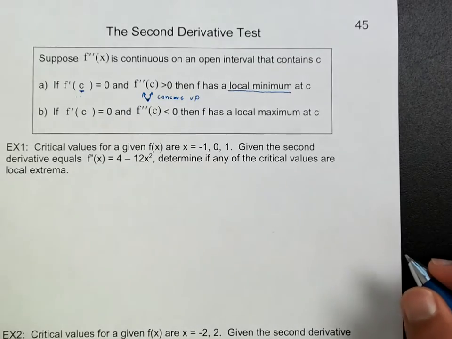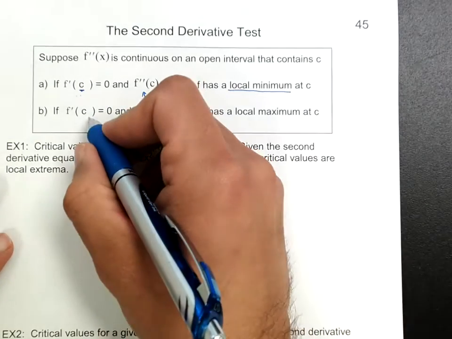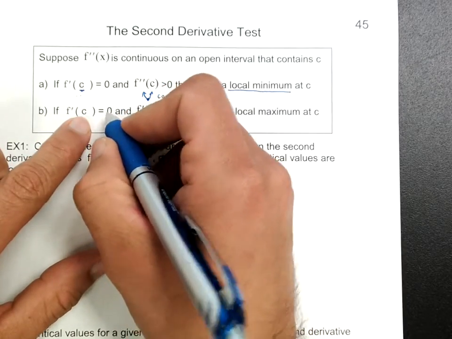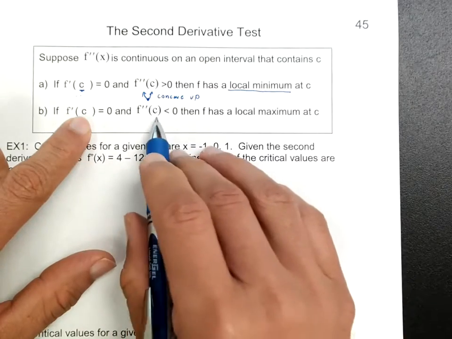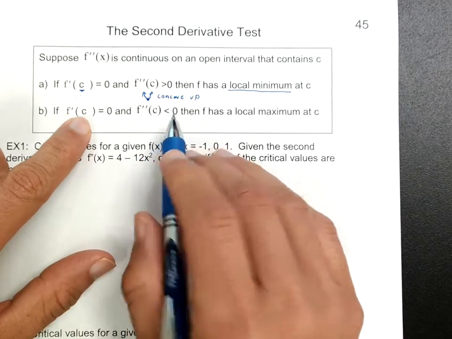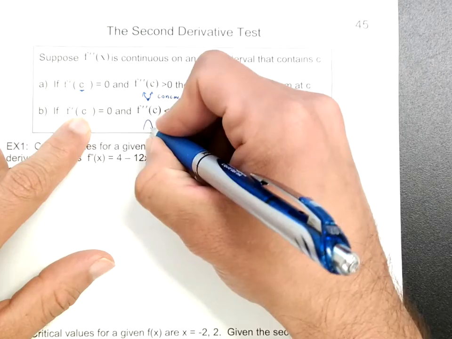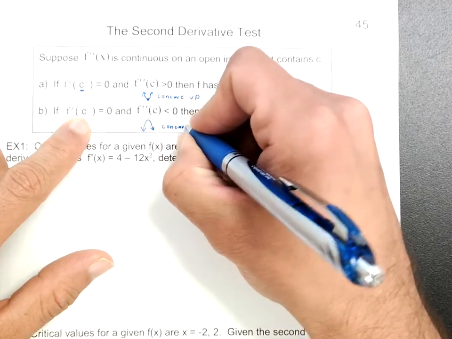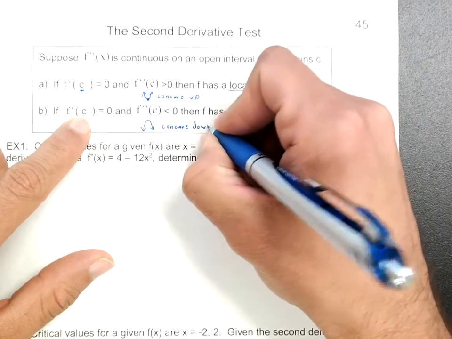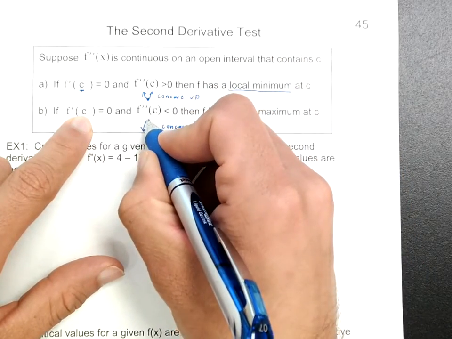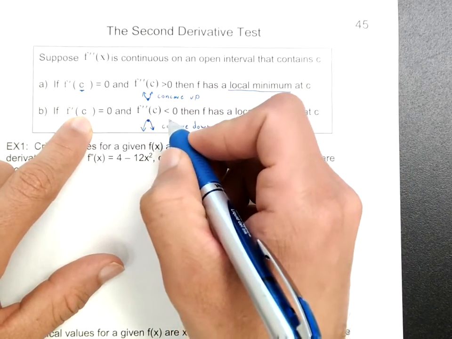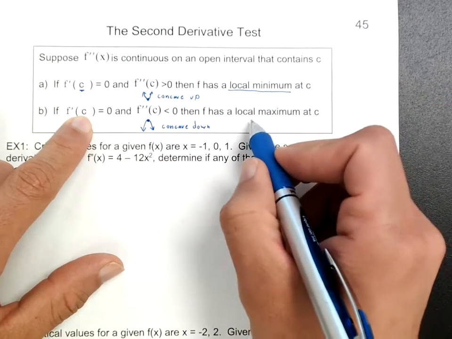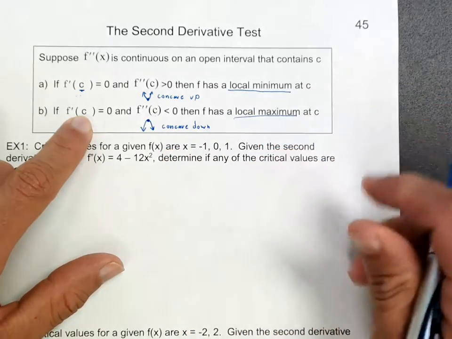So similarly, if the derivative at point C is equal to 0, and the second derivative at C is negative, that means you have a concave down shape. And if you have a concave down at the same point at which the first derivative is 0, then you have a local max. All right, so hopefully that makes sense.